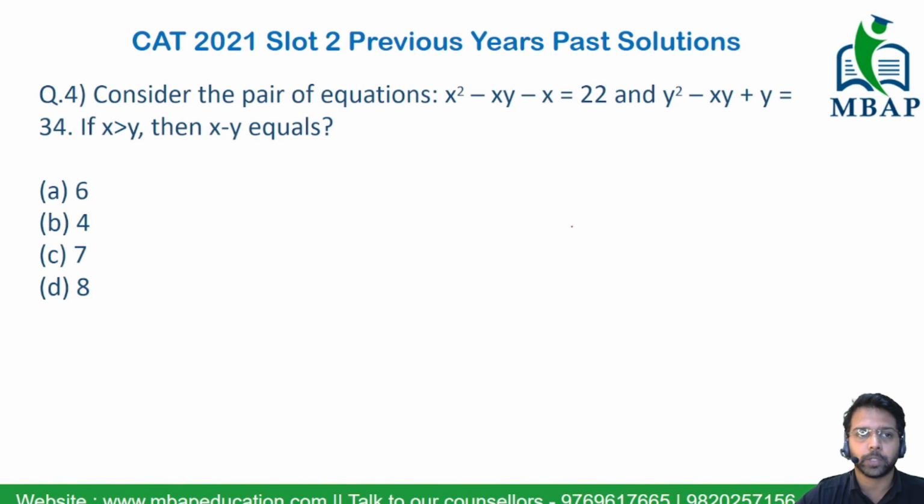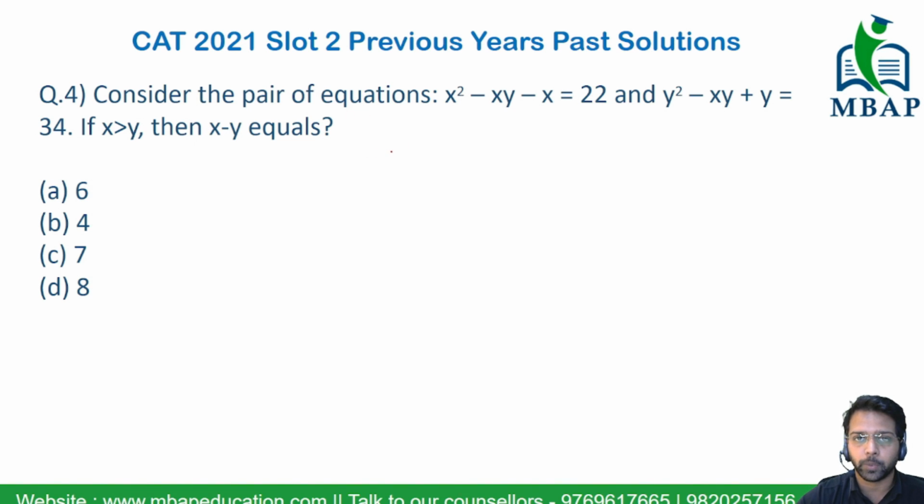Let's have a look at the next question. The question says, consider the pair of equations x squared minus xy minus x is equal to 22 and y squared minus xy plus y will be equal to 34, and it's also been given to you that x is more than y. Then the question that has been asked is to find the difference x minus y. Difference of x minus y, given x is more than y, has been asked to you.